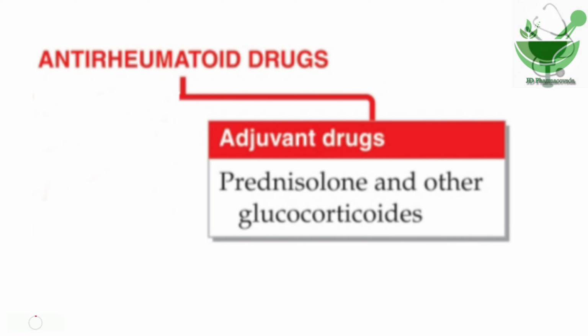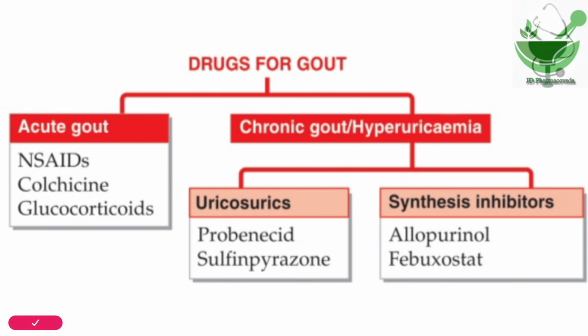Then the next classification is drugs used for the treatment of gout. Gout is a form of inflammatory arthritis that causes pain and swelling in the joints. Gout occurs when monosodium urate crystals build up in joints, bones and soft tissues. So the drugs can be for acute and chronic gout. For acute gout, the drugs are NSAIDs, colchicine and glucocorticoids.